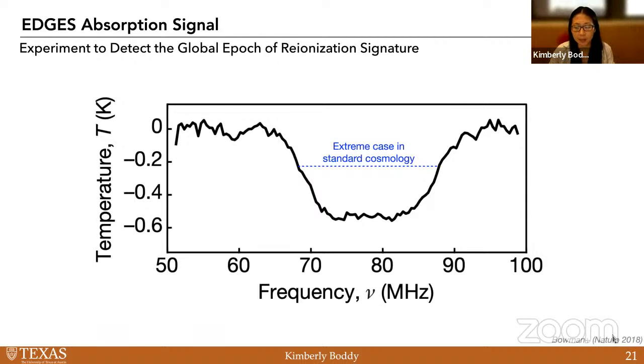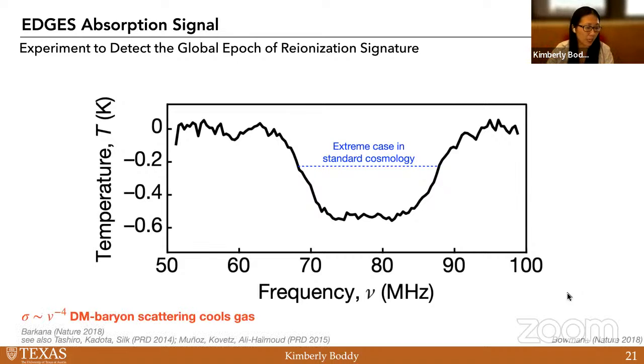This paper came out in Nature in 2018, and accompanying this results paper was a theory paper by Barkana, published at the same time, that said, there's this work that's been done on dark matter baryon scattering, and in particular looking at its effects during the dark ages and cosmic dawn. So maybe this can explain why we're seeing such a large absorption. This v to the -4 scattering is going to cool the gas and allow it to absorb more photons. Okay, so that's the idea.